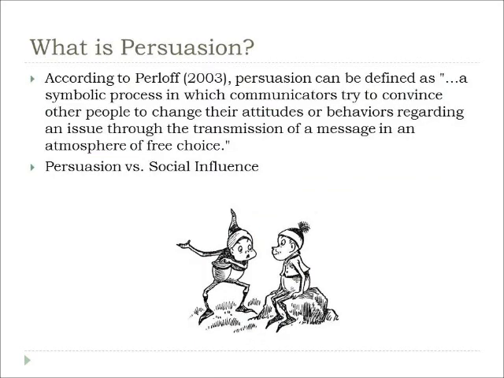According to Perloff, persuasion can be defined as a symbolic process in which communicators try to convince other people to change their attitudes or behaviors regarding an issue through the transmission of a message in an atmosphere of free choice. The key elements of this definition of persuasion are that persuasion is symbolic, utilizing words, images, and sounds. It involves a deliberate attempt to influence other people. Self-persuasion is the key. People are not coerced. They are instead free to choose.